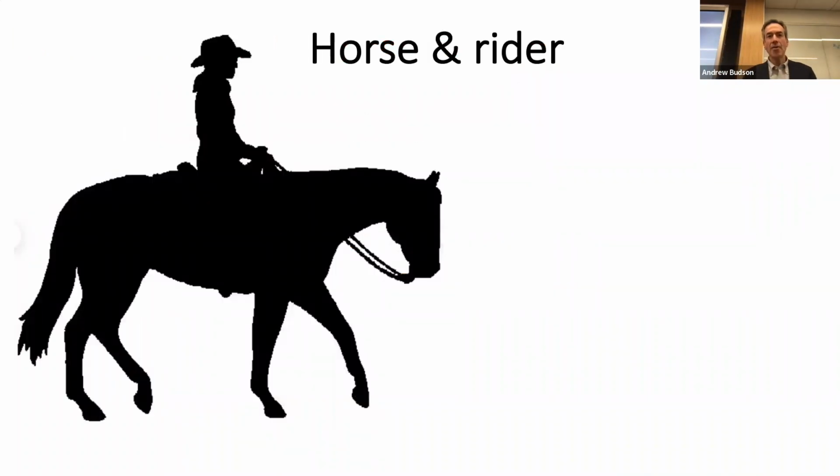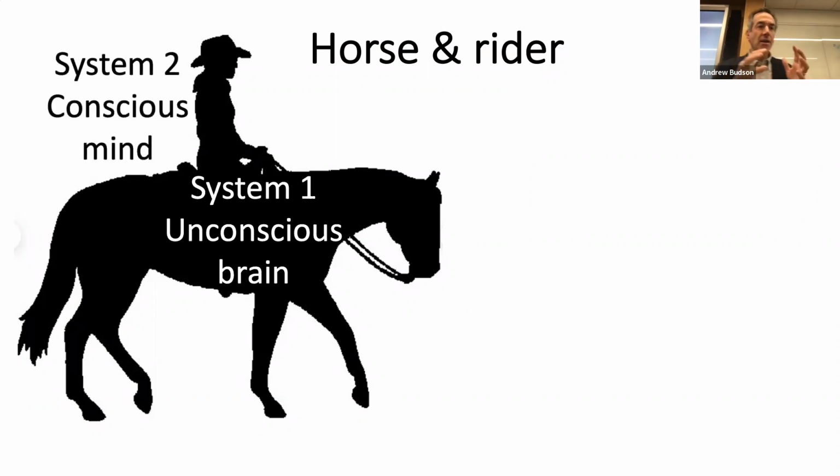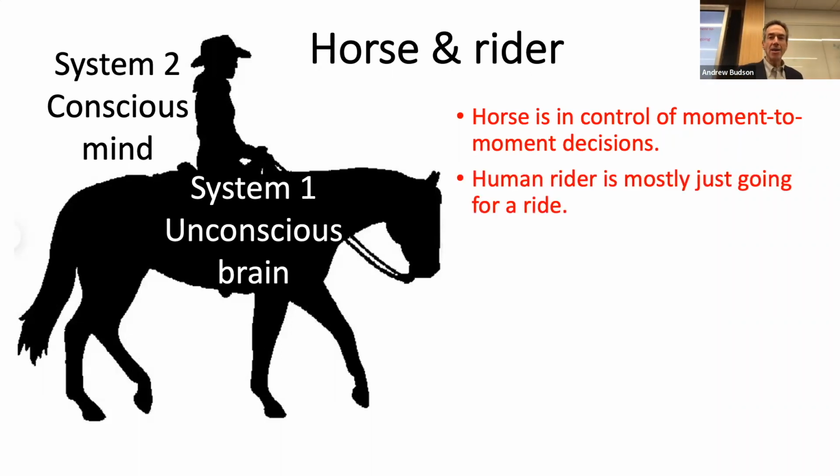And I want to bring up another analogy that I think helps to explain how our actions and decisions work. I think of the whole brain as a horse and a rider together. I think about the horse as our System 1 unconscious brain processes. And I think about the rider as our System 2 conscious mind. And the horse is in control of all the moment-to-moment decisions. The human rider is mainly just going along for a ride.